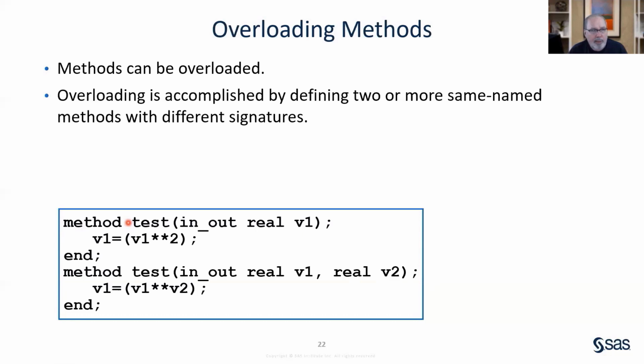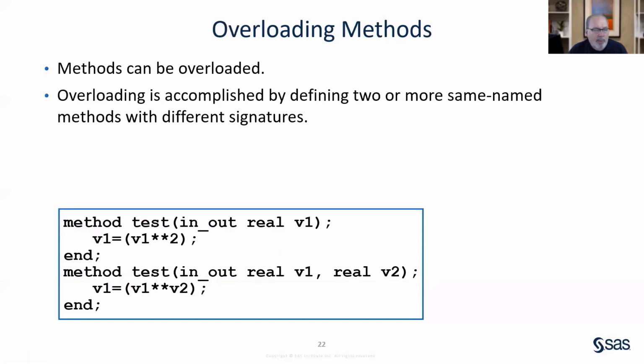When you call a method, you call a method by its signature. And the signature consists of the name of the method plus an ordered list of the data types that it uses as parameters. We can clearly see that the method test with one real parameter is different than the method test with two real parameters.